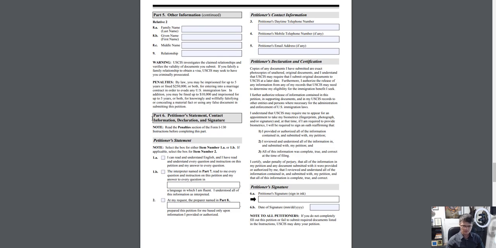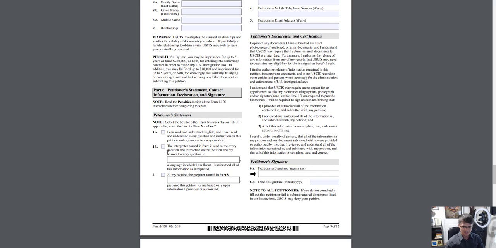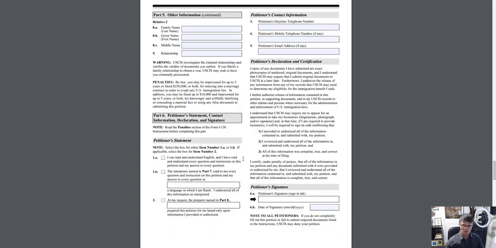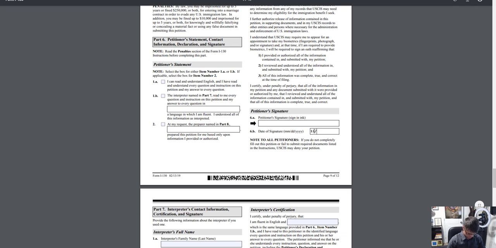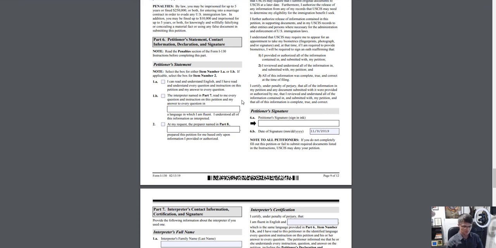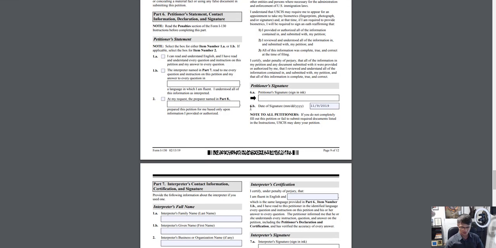Makes sense. Okay, now the petitioner's statement, contact information, declaration, and signature is where basically you say that I can read and understand English, and if I don't, then this is my interpreter. That I provide or authorize all the information contained in and submitted with my petition, that everything is true, that I'm not lying, everything is real, all of that stuff. Date, you can type in the date here, but obviously you cannot sign. So again, make a note of this page. Whenever you print it out, you'll definitely have to sign.